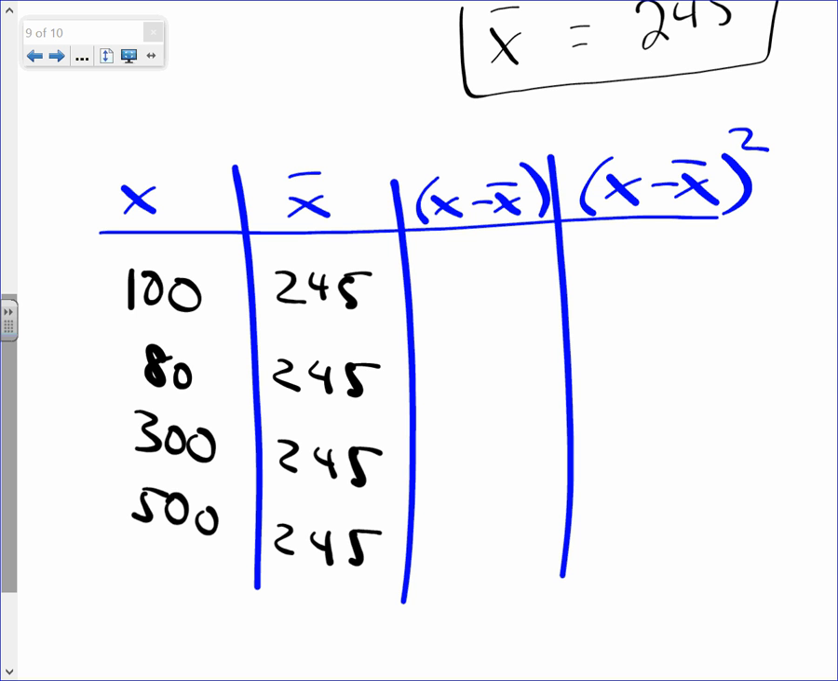Now, how far did each observation, each data value, stray away? How far is 100 from 245? Well, that's what the third column's for. 100 minus 245. Negative though, huh? Negative 145. I'm taking the data value, x, and subtracting the average, the mean, to figure out how far away it was from the mean. 100 minus 245, negative 145.